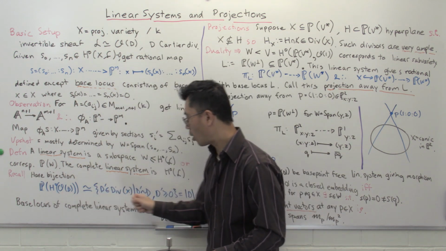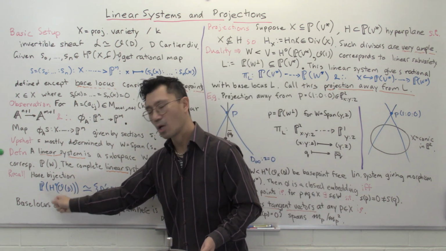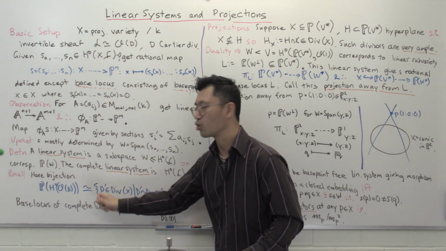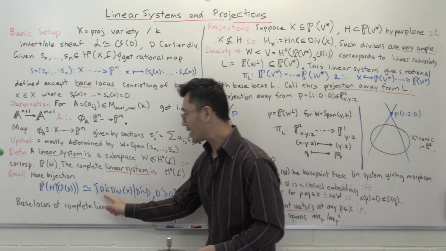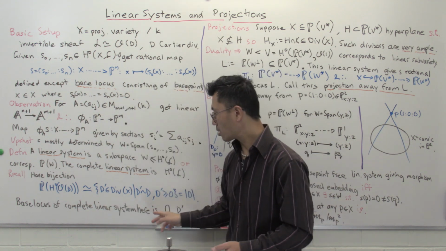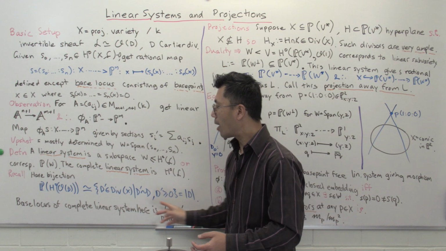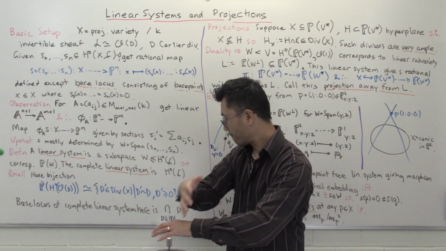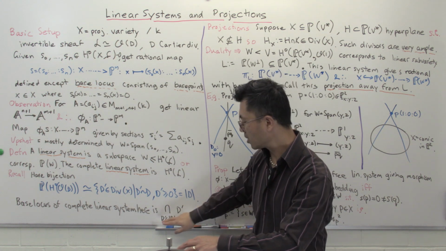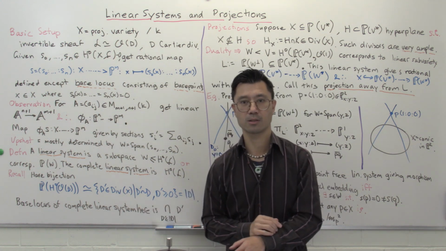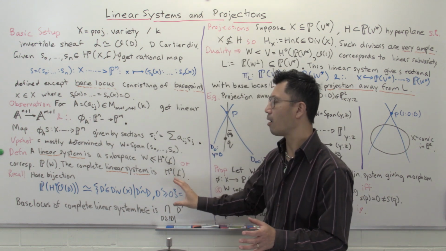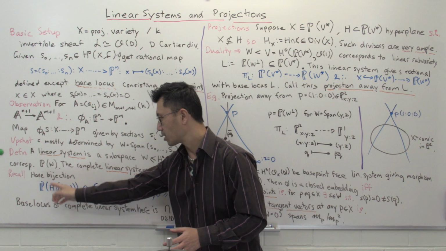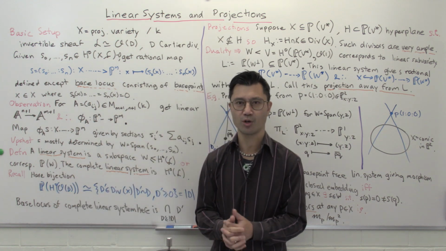Remember, how does this work? If you have a global section here, you look at the set of zeros, and that's going to be an effective divisor, and that's your D' that you want. So to get the base locus, you look at this projective space worth of divisors, you look at the set of all these D', and you intersect them all. That's your base locus. That's the key thing of how you want to look at this, and that's one reason why you want to look at this linear system from this projective point of view.